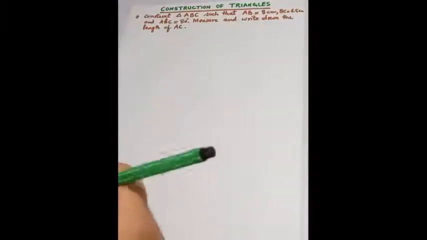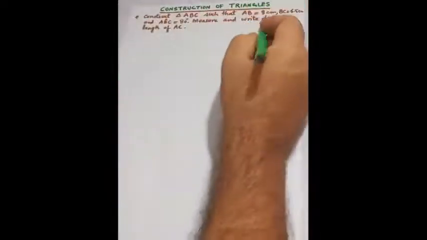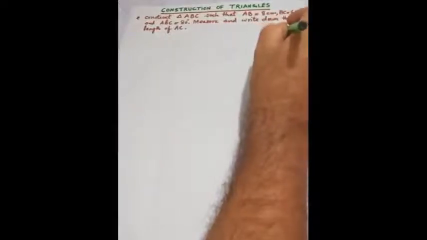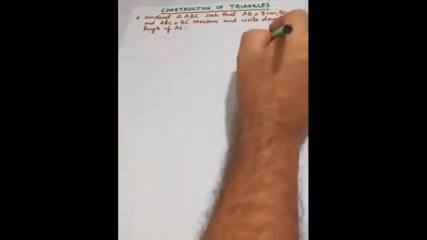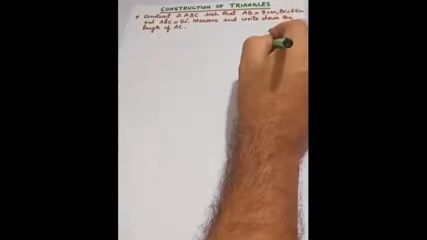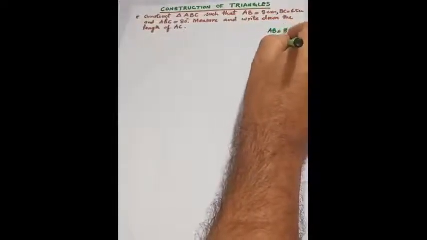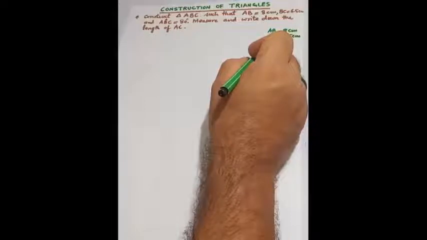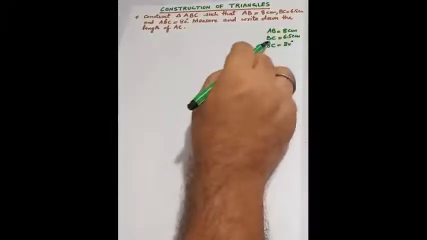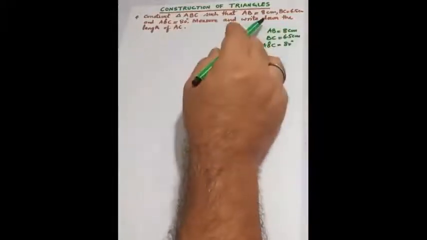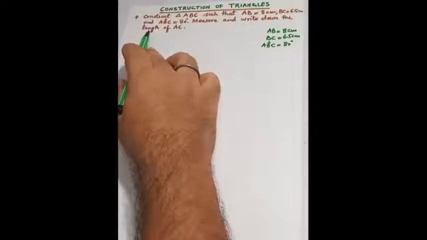So first of all we will write the given sides. AB is given, that is equal to 8 centimeter. Length of side BC is equal to 6.5 centimeter. Angle is given, that is ABC is equal to 80 degree. And we have to construct an angle at point B, because you can see the caret sign and hat sign is at B, so B point is in the middle. So next is we have to find out the length of AC.